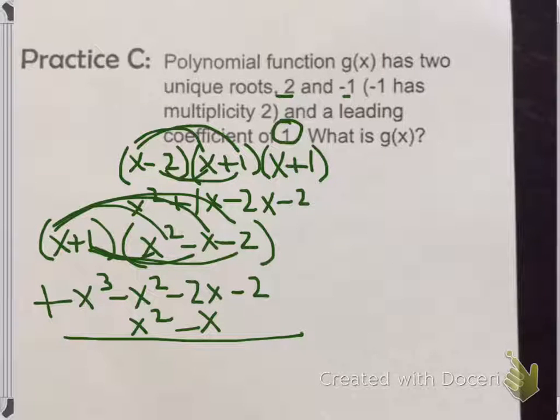We're going to add these straight down now to get our equation. We have x cubed. The x squareds cancel each other out, so they're gone. Minus 3x minus 2. Because my leading coefficient out front is already a 1, which is what it said it had to be, I'm done right there.